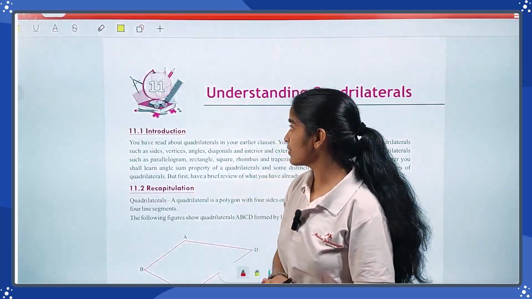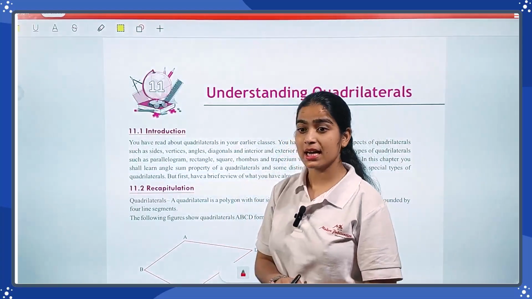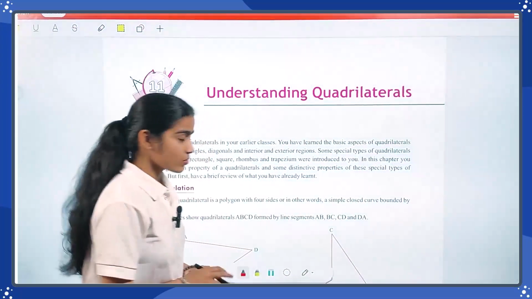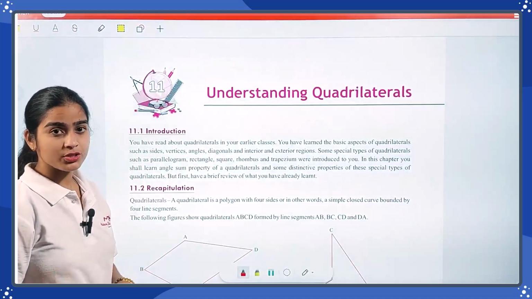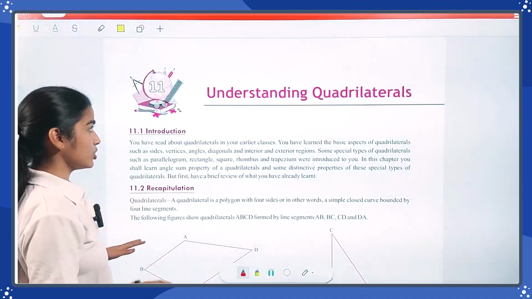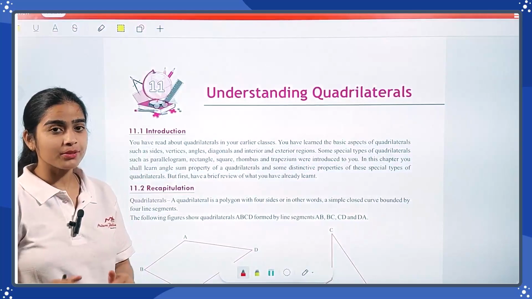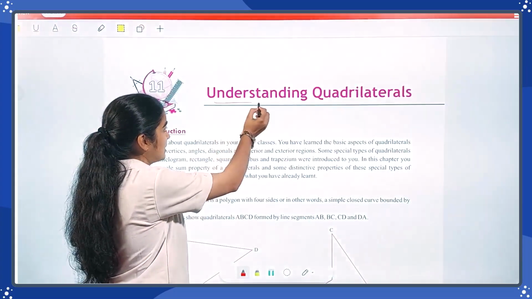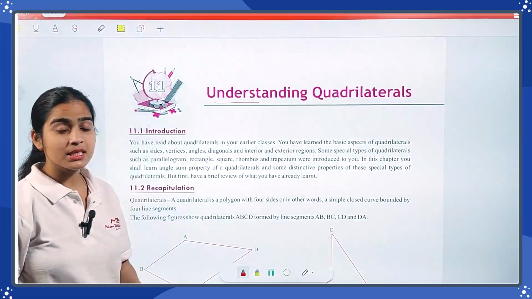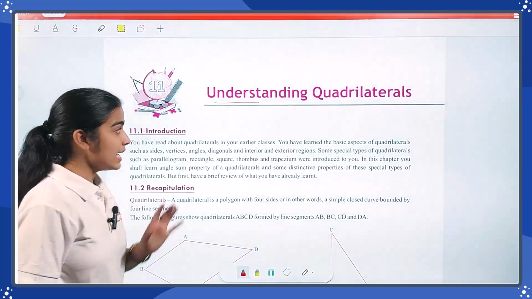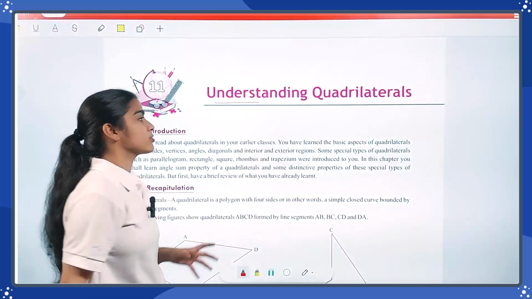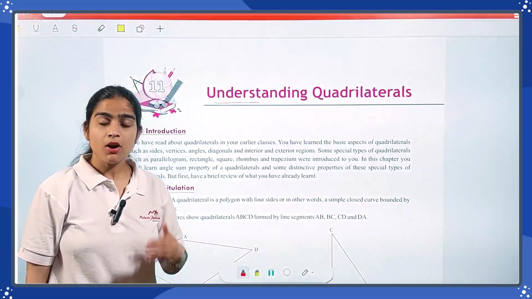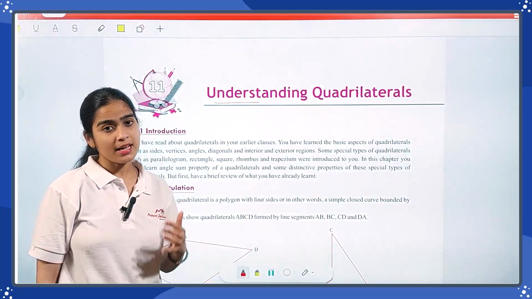So students, today we have chapter number 11, which is understanding quadrilaterals. I hope you have completed your revision for the previous chapters and today you are ready for the new chapter, which is understanding quadrilaterals. First of all, you all know what is meant by understanding. Understanding means किसी भी चीज को समझना, right? Next we have quadrilaterals. Quadrilateral means a polygon which has four sides and four angles.